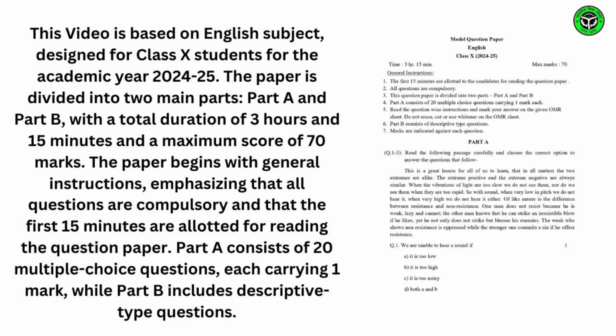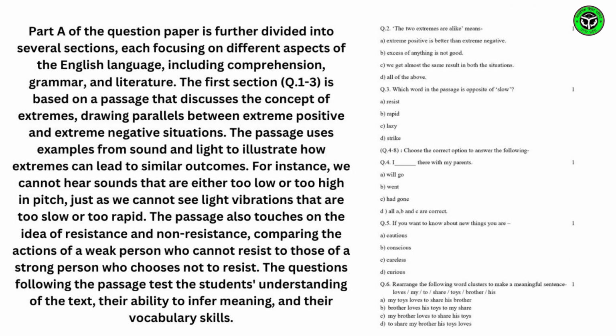The paper begins with general instructions, emphasizing that all questions are compulsory and that the first 15 minutes are allotted for reading the question paper. Part A consists of 20 multiple-choice questions, each carrying 1 mark, while Part B includes descriptive-type questions. Part A is further divided into several sections, each focusing on different aspects of the English language, including comprehension, grammar, and literature.